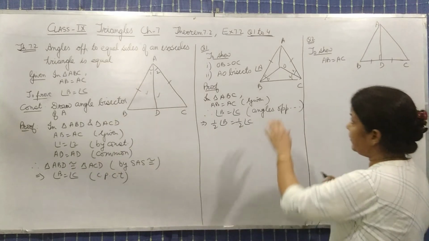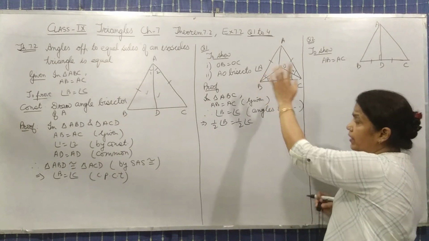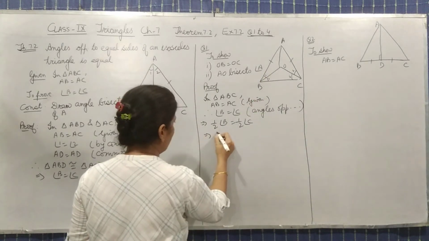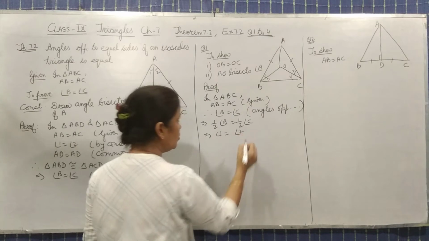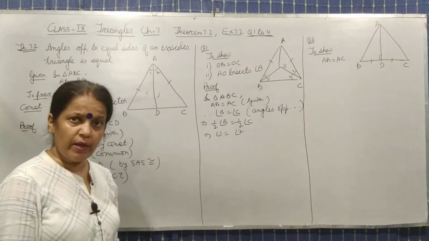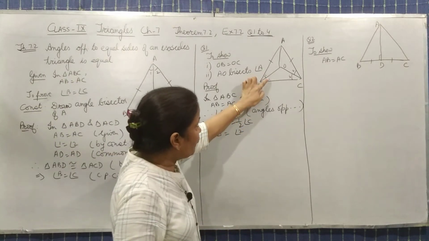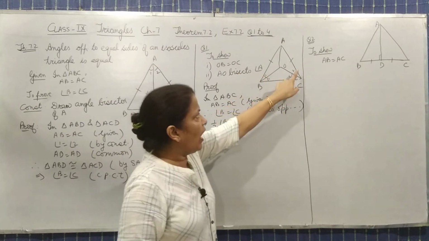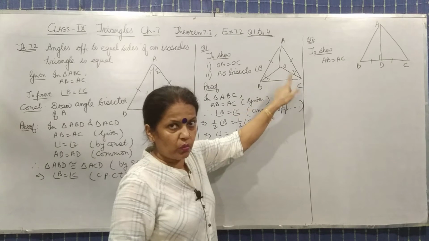So can you tell me, half of angle B? What is half of angle B? Angle 1. So this implies angle 1 equals angle 2. Okay. And half of angle B means angle 1, you can take any one, and half of angle C means angle 2.